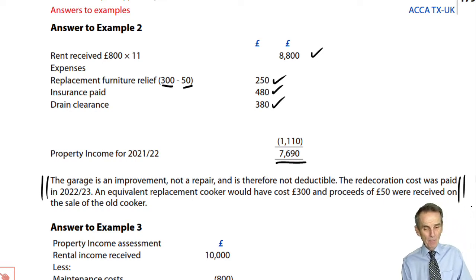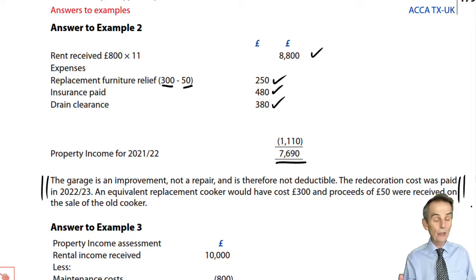So, there might have been an issue about capital versus revenue. What do we mean by a carport? Again, hopefully you now see that the garage is a very different beast to simply a bit of roofing across the side of the house under which you park your car. There is no doubt that that is a capital cost. It's improvement expenditure, and therefore it's not an allowable expense here.